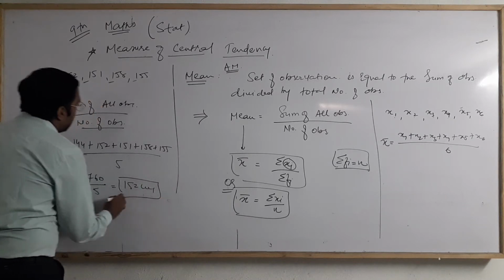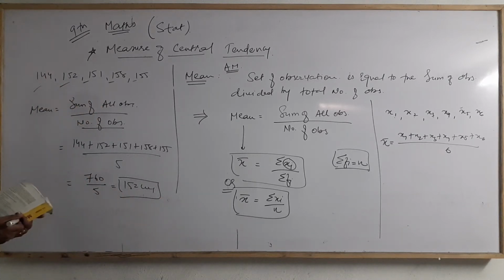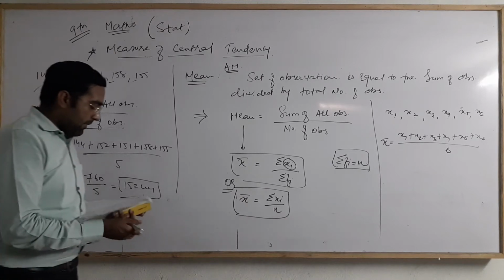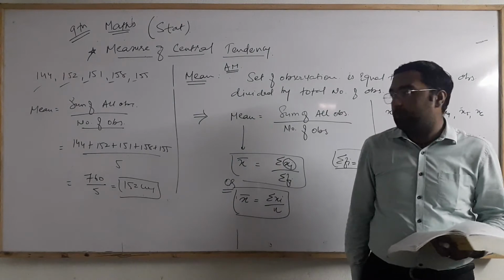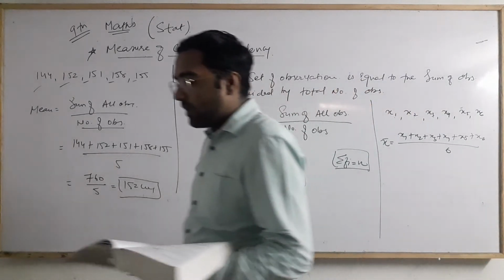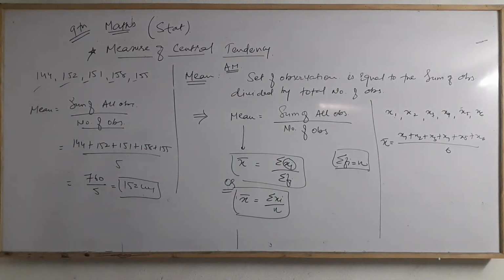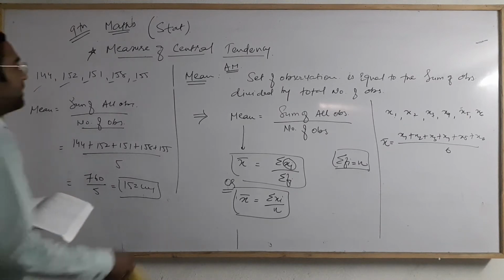So the mean of the given data is 152 cm. Now we have to move on to the second example, the second sum.